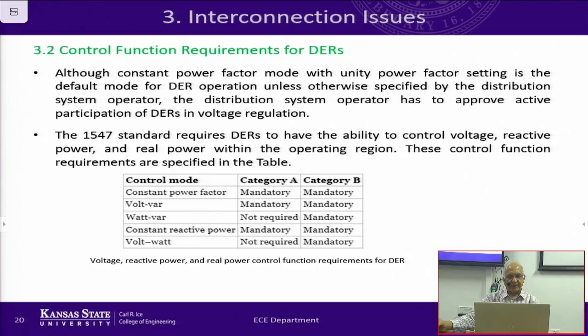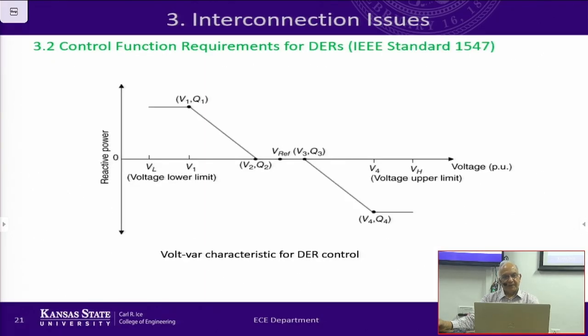For category A, except for watt-var, these are mandatory. Well, actually, even volt-watt is not required. So these three modes are required, but for category B, all five modes are required. So any DER that wants to interconnect with the distribution system is required to have these control capabilities. And what are these control capabilities? We can see them in the next slide.